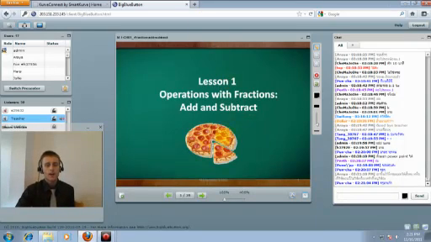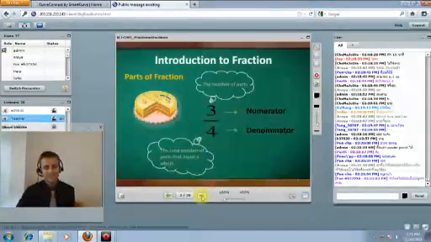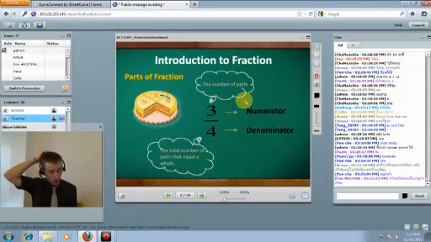Okay. Operations with fractions. Addition and subtraction. Okay. Parts of a fraction.